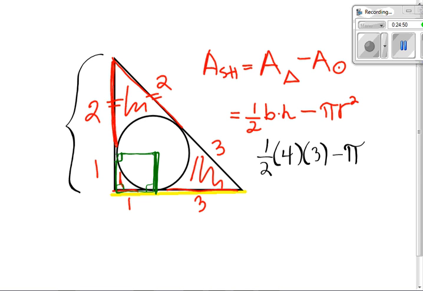How big is this side? 1. So the radius is 1. Okay, what's half of 12? 6. Good. 6 minus pi, it's about 3. A little bit bigger than 3.